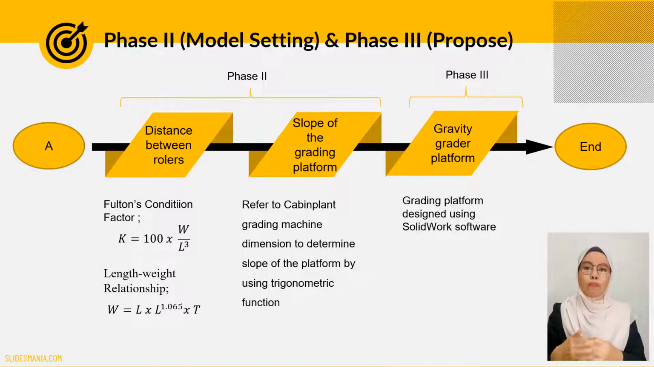The slope of the conveyor platform was designed based on the cabin plan grading machine. It is designed to transport the product without causing damage. The machine dimension is used to determine the optimal slope of the platform using the trigonometric function. The last phase is to propose the platform design by using SolidWorks software.